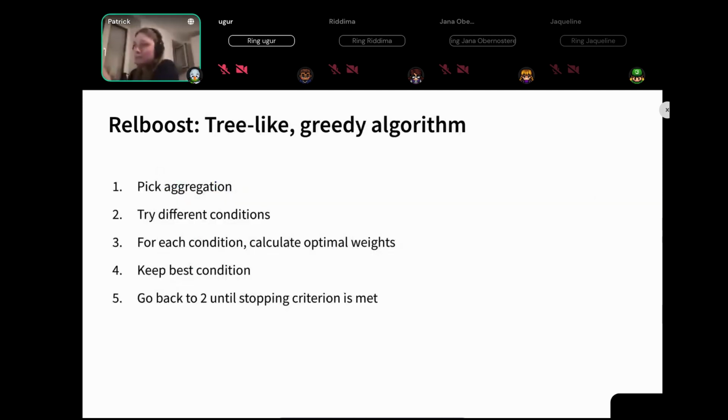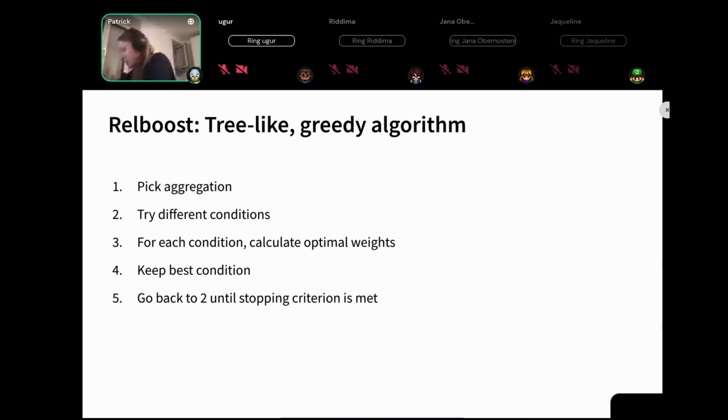RelBoost, much like all of the other algorithms that I've shared with you, works in a tree-like greedy algorithm. So you pick an aggregation, you try different conditions. For each of these conditions, you then calculate the optimal weights. You keep the best condition that minimizes your optimization criterion, and then you go back to step 2 until some sort of stopping criterion is met. And then on top of that, as the name implies, you could also use gradient boosting. And gradient boosting, as you might be aware, is again one of the most successful machine learning paradigms out there. I mean, at the beginning of this talk, I mentioned algorithms like XGBoost, like CatBoost, like LightGBM, and all of these things are based on gradient boosting.